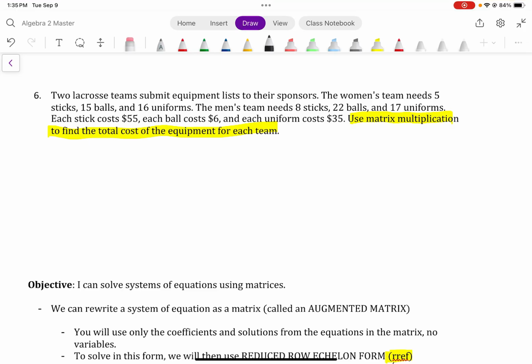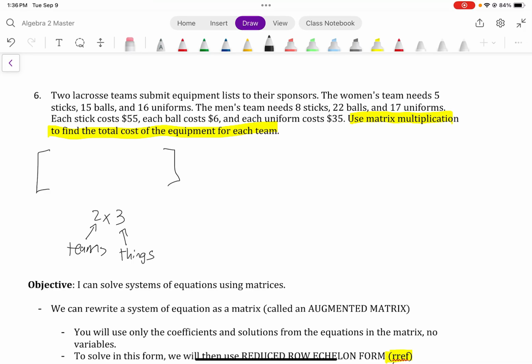So first we need to start off by making our matrix. We're going to have two matrices because we're multiplying. Obviously we need two things. We're going to have one matrix, which is going to be all of the things we are getting, and another matrix that is the cost of each thing. So my first matrix is going to be a 2 by 3 matrix. It's a 2 by 3 matrix because there are two teams and they're getting three things.